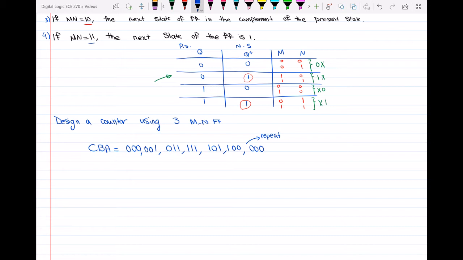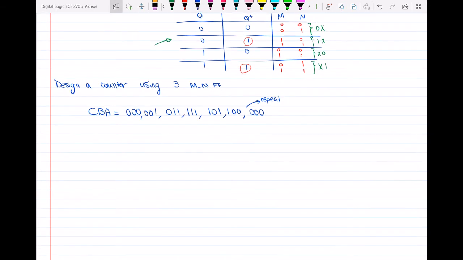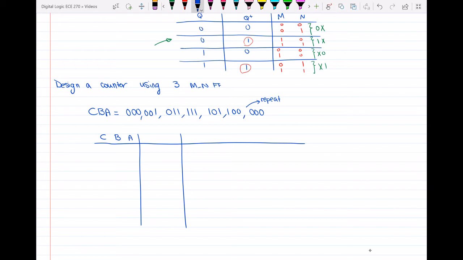So the first thing is that we know that the counter has 3 MN flip-flops, and C, B, and A are the 3 outputs of these 3 flip-flops. So we have 1 flip-flop counting for C, 1 counting for B, and 1 counting for A. If we have a table over here, for now we only want to fill in the first 2 columns. So we have C, B, A, and then the next C, next B, and next A. We know that when we have the flip-flop, we're going to have some next states, right?